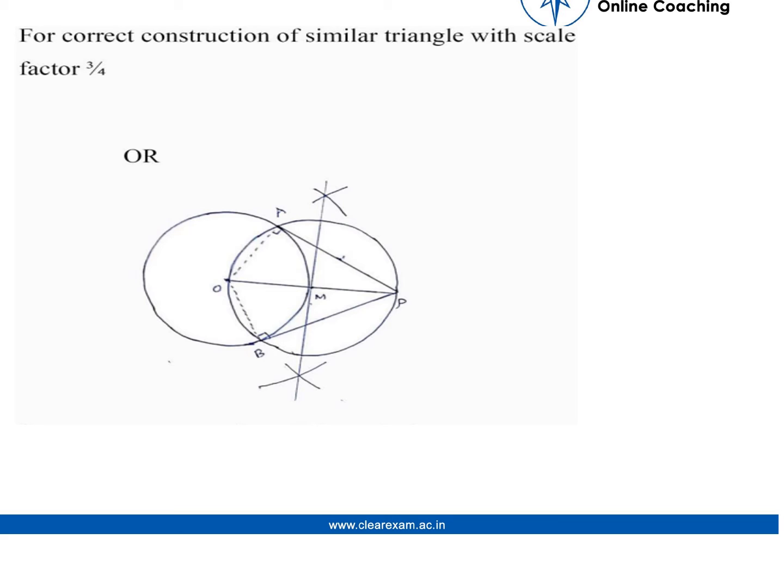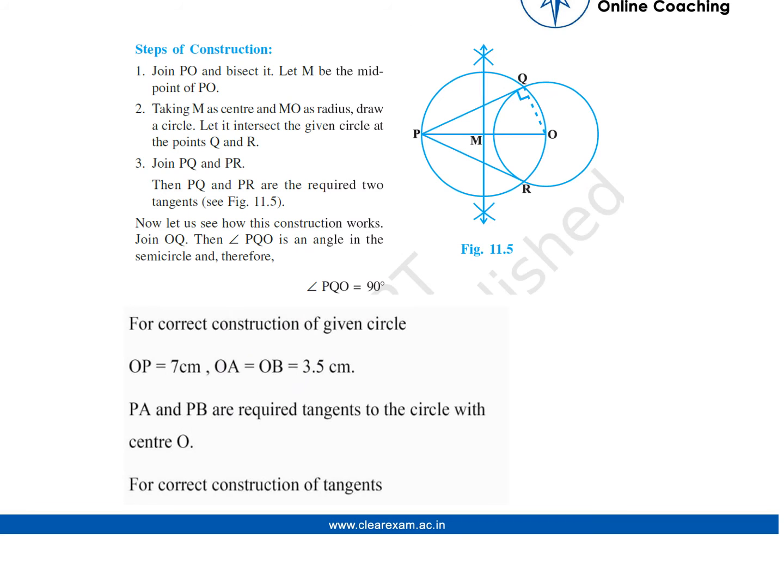Now in order to solve the second question, first of all we will make a circle using the radius which is provided to us, that is 3.5 centimeter. Actually, the diameter will be 7 centimeter.